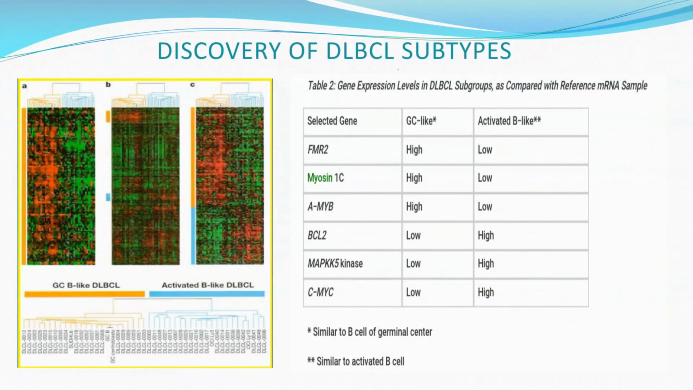I'm showing an example. Before the invention of DNA microarray, in diffuse large B-cell lymphoma, some people had a good prognosis and some people had a very bad prognosis. After molecular study of diffuse large B-cell lymphoma, we came to know there are two types: germinal center-like and activated B-cell-like. Activated B-cell-like has higher mortality compared to germinal center, because it shows abnormal gene expression of BCL2, CMYC and MAPK5 kinase.